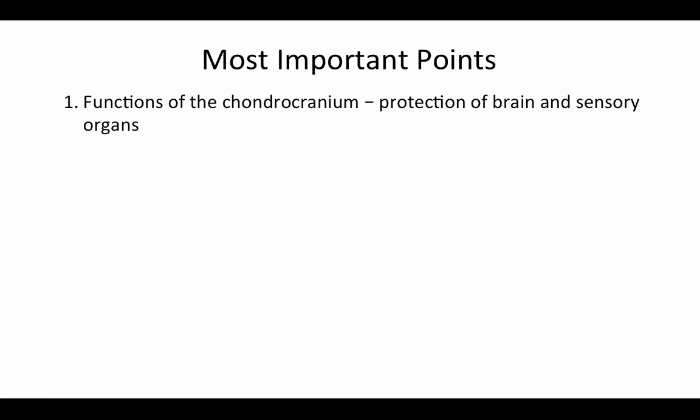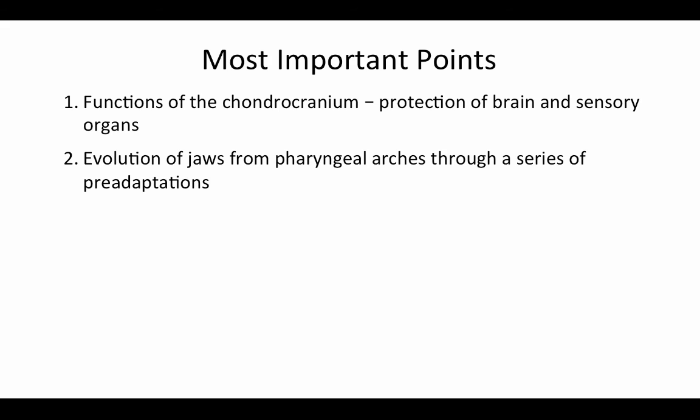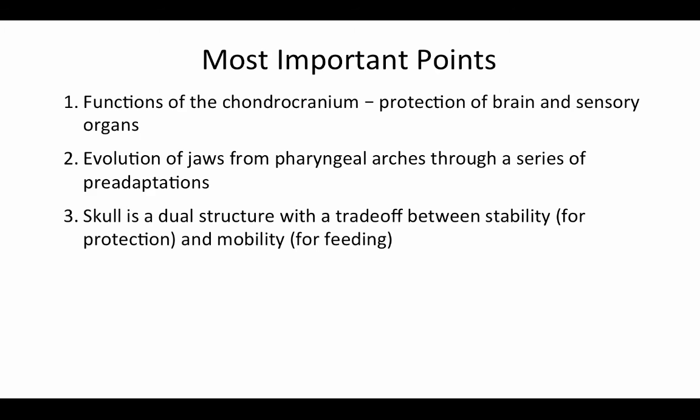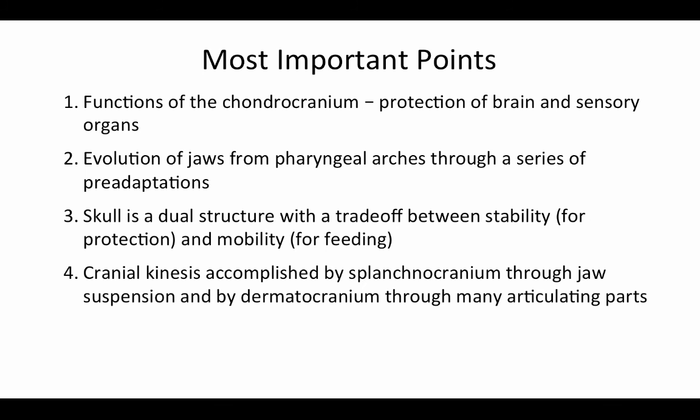So, most important points from this web lecture. The functions of the neurocranium are protection of the brain and sensory organs. We saw the evolution of jaws from pharyngeal arches through a series of pre-adaptations. Make sure you're familiar with those, and also the earlier functions of all of these structures that eventually led to the evolution of jaws. We saw that the skull is a dual structure that shows a trade-off between stability for protection and mobility for feeding. So we saw lots of feeding adaptations that emphasized either mobility or stability in different cases.